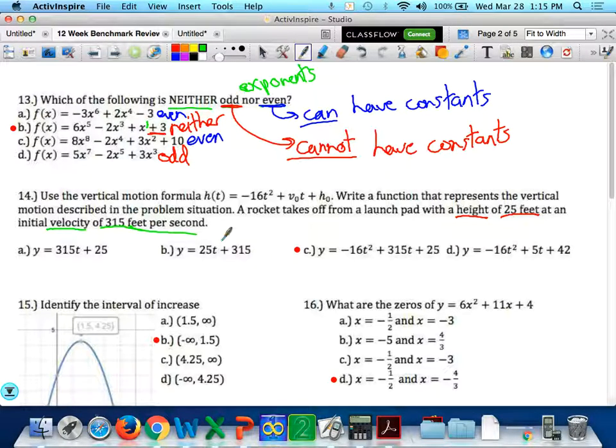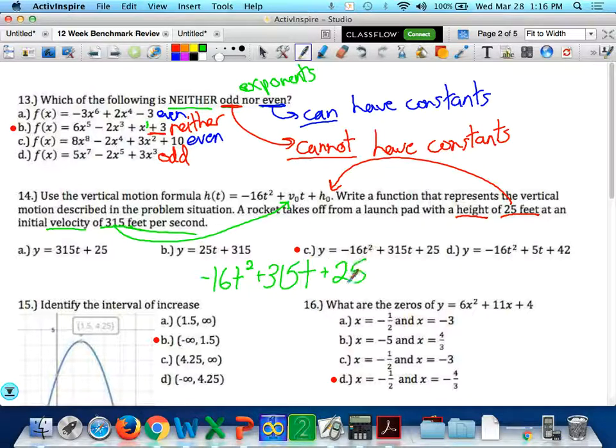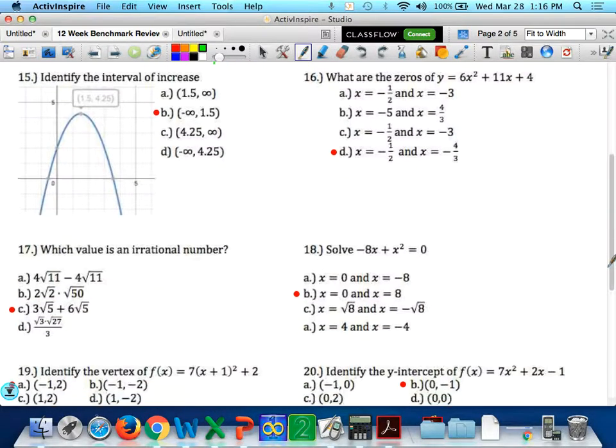So one of those gets plugged in for V and one gets plugged in for H. And you know which one by what it's called. Height of 25 feet means that 25 has to get plugged in for H. Velocity of 315 feet means velocity has to get plugged in for V. Therefore, we have negative 16t squared plus 315, that's our velocity, t, plus our initial height of 25. Therefore, it's option C.